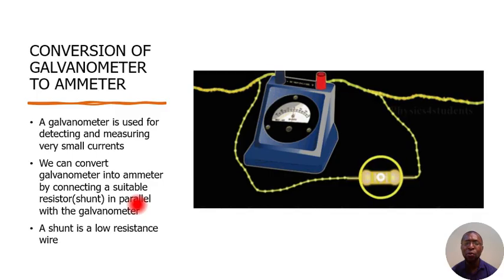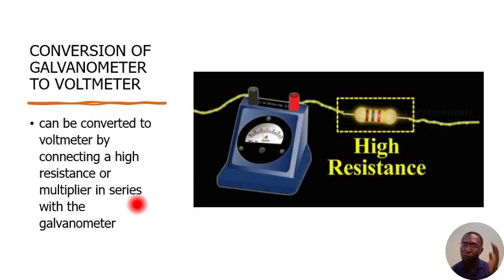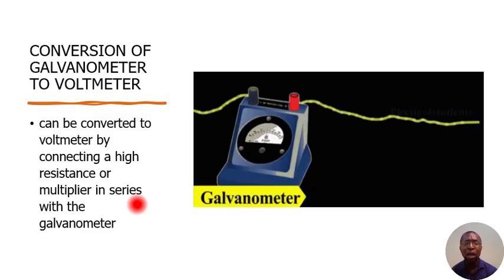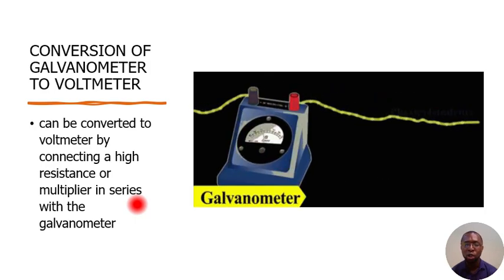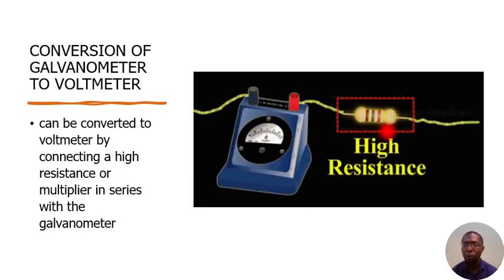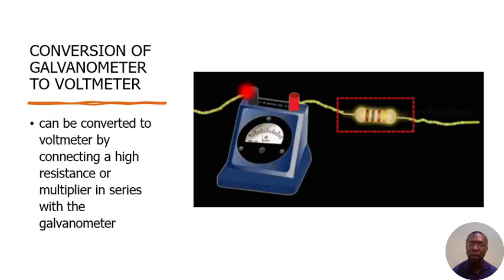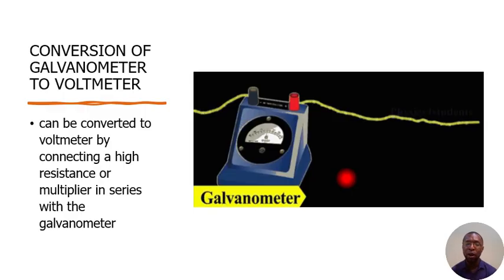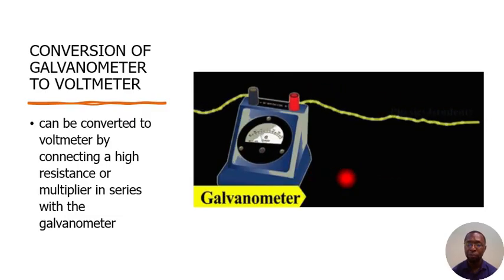Alright, again we can still convert a galvanometer to a voltmeter. A voltmeter is an instrument for measuring potential difference. Now, how do you do that? You just get a multiplier, what we call a high resistance wire, and connect it in series to that galvanometer. It becomes a voltmeter. This is the high resistance, called a multiplier, a high resistance resistor. Connect it in series with the galvanometer, and automatically the whole connection becomes a voltmeter. So that is how to convert a galvanometer to either an ammeter or a voltmeter.